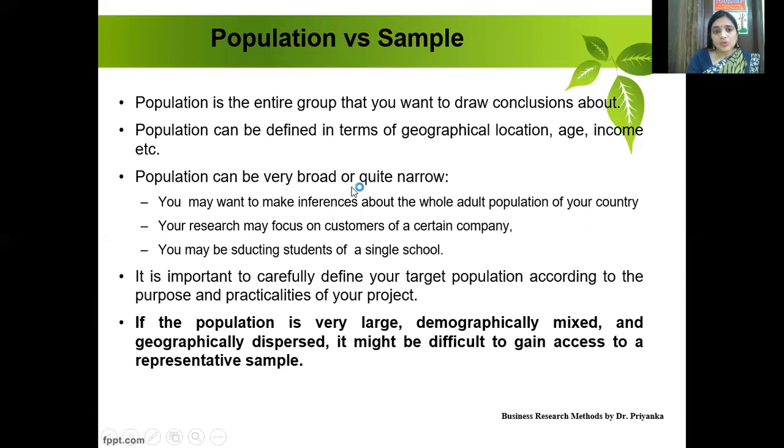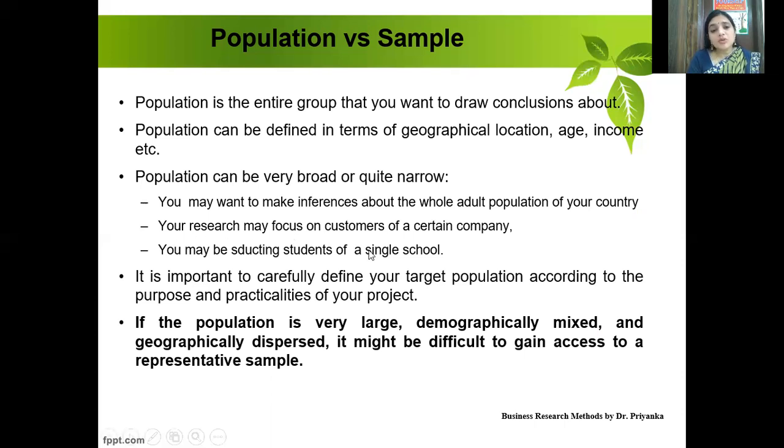Population can be very broad or quite narrow. Population can be the whole world's population, or it can be a small city's population. So it depends on the study you are going to do. You may want to make inferences about the whole adult population of your country. That means you are taking a certain age of people and from just one country. All the people coming under a certain age would be the population. This is really very huge, right?